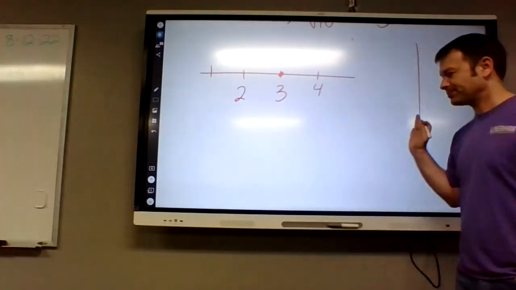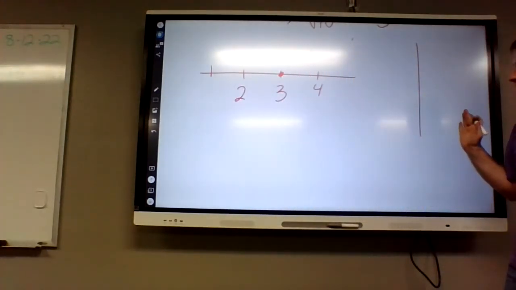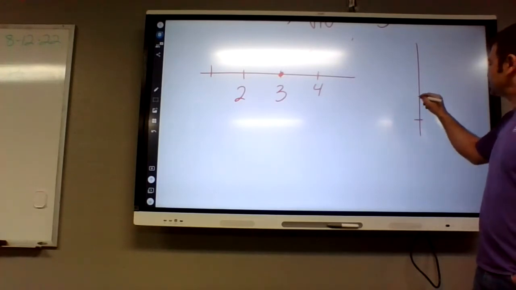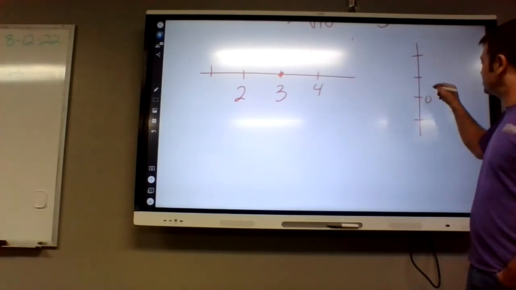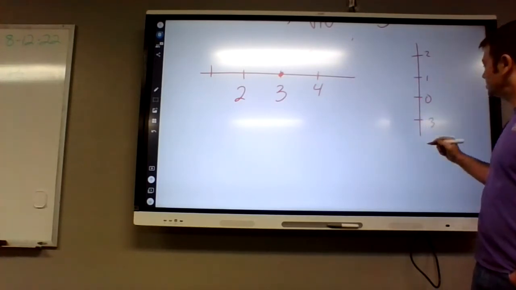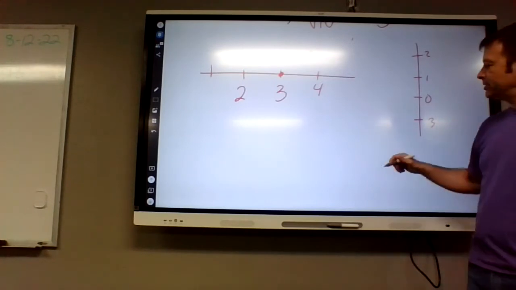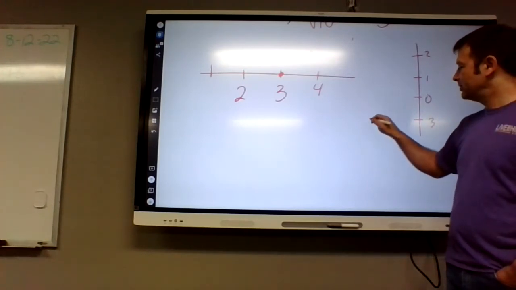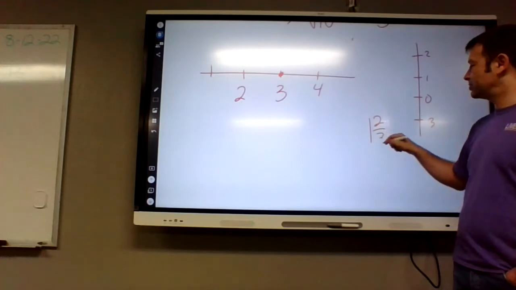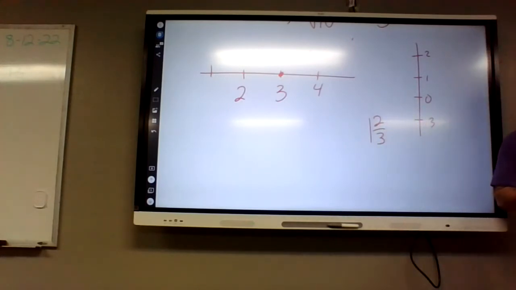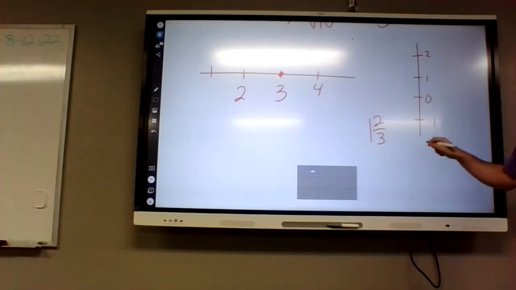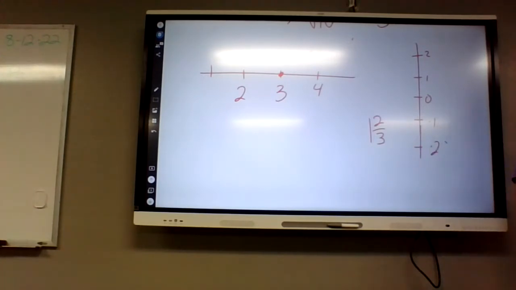Anyways, let's do this. If I wanted to graph, let's say 1 2/3 on this line, where would it go? Okay, where would 1 2/3 be?